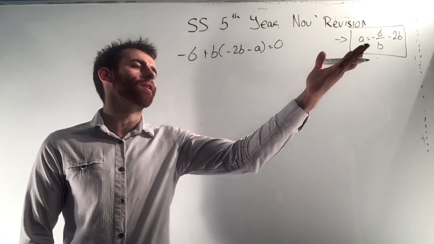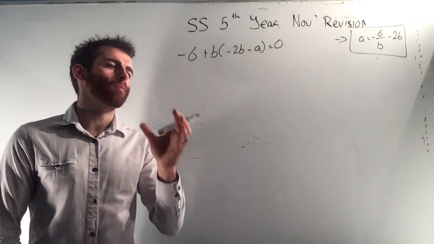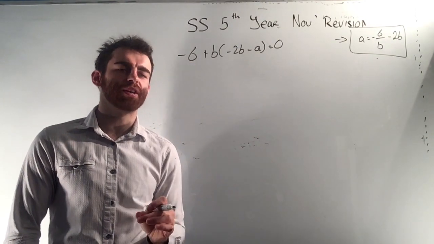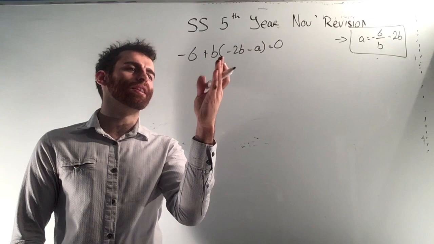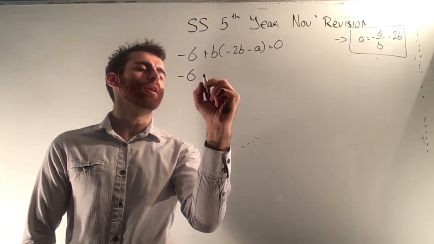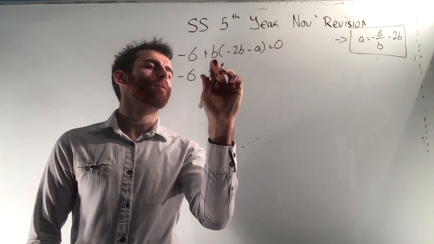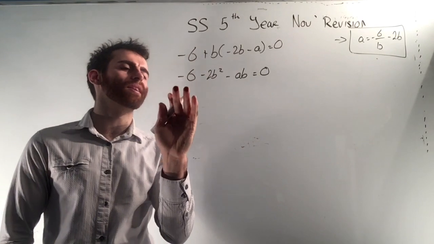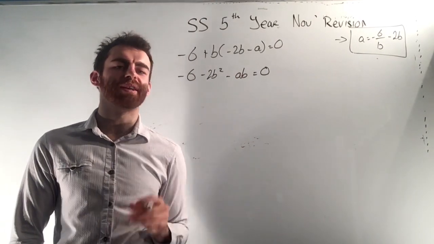So if you look at your answer, you clearly need to isolate your a. Now, before you even think about isolating your a, you need to worry about what is the immediate complication. The immediate complication in this case is the brackets. So you should multiply it out. b by minus 2b is minus 2b squared. b by minus a is minus ab. Okay, so I get minus 6 minus 2b squared equals minus ab.